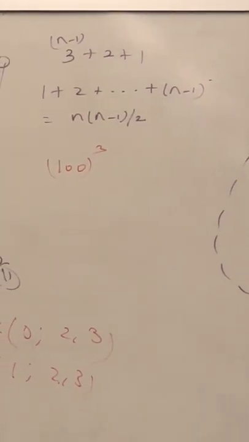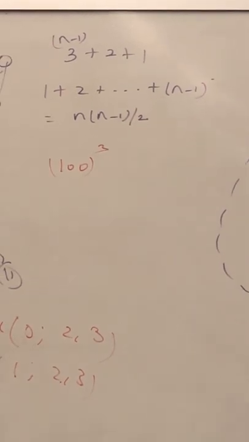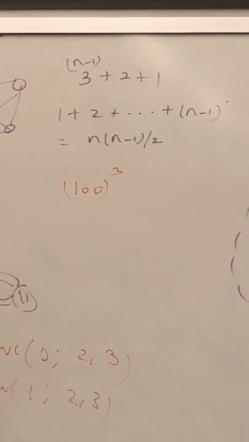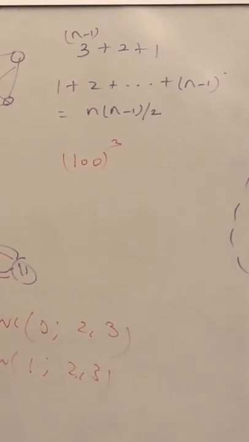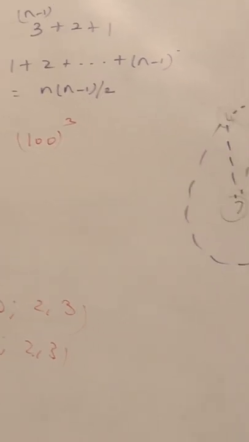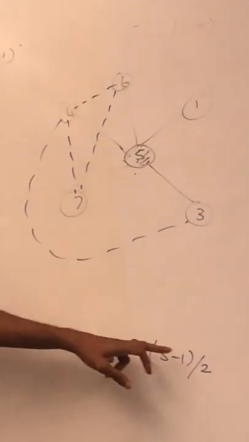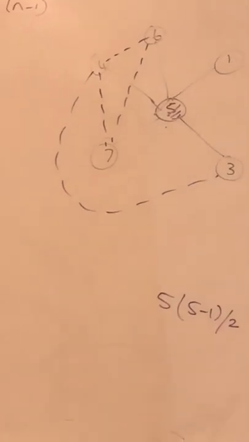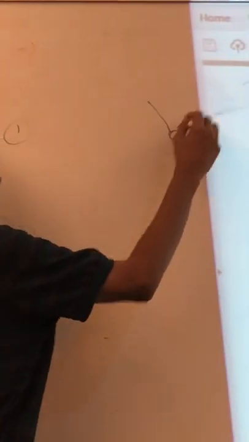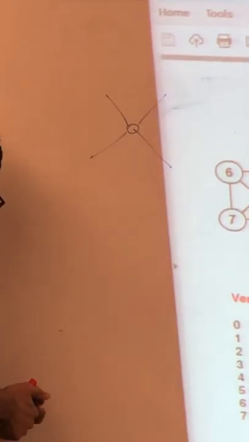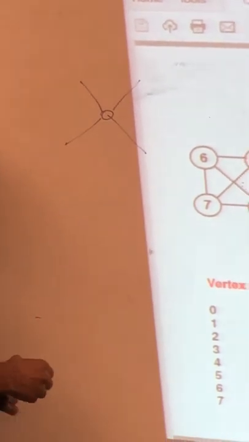So, is this clear? This is the number of edges needed to connect n nodes, the number of edges needed to connect neighbors. If you have 5 neighbors, you need 5 times 5 minus 1 over 2 edges to directly connect those neighbors. Let us pick a small number. Let us say you have 4 nodes, 4 neighbors. How many edges do you need to directly connect 4 neighbors?